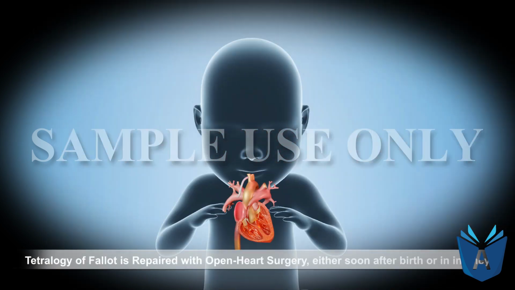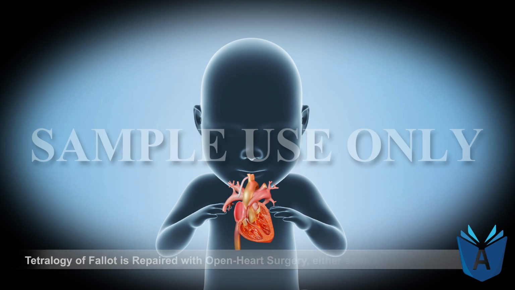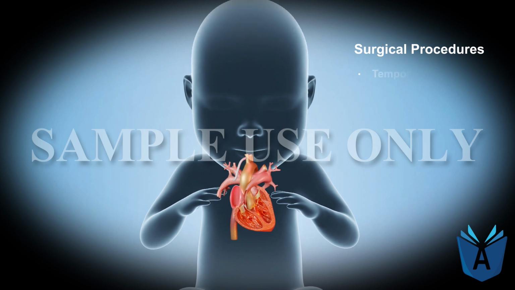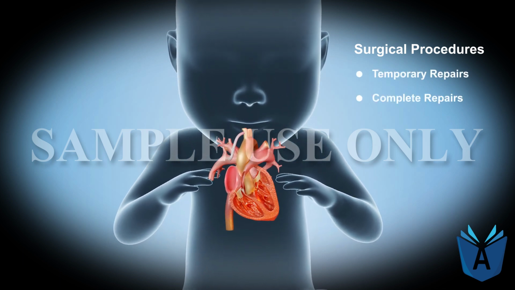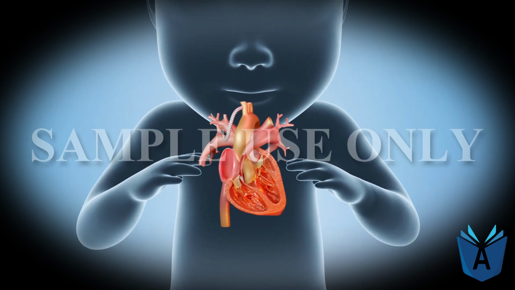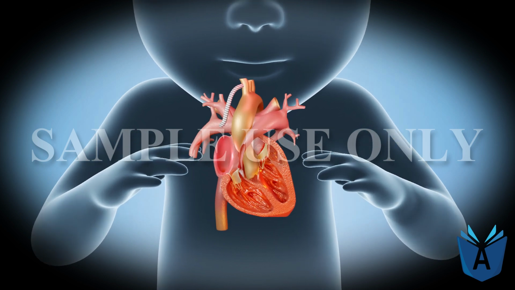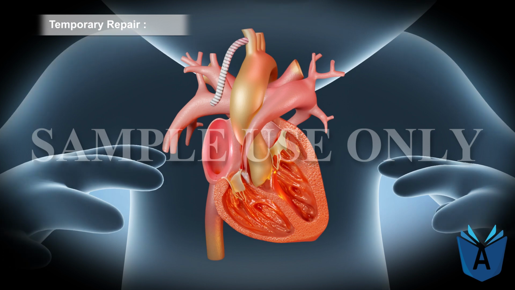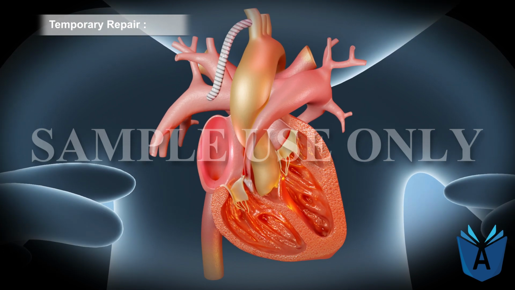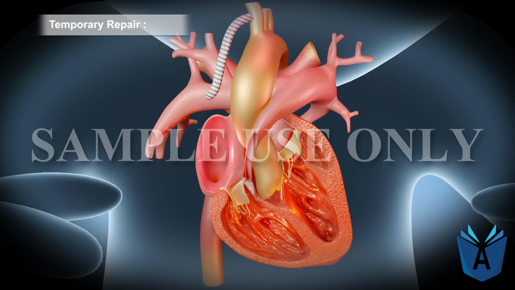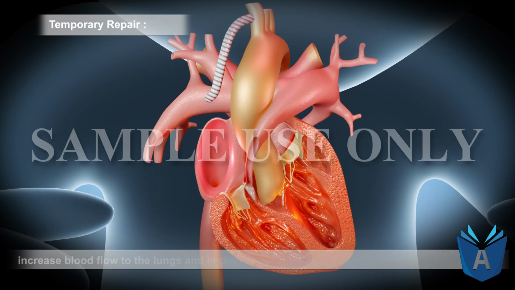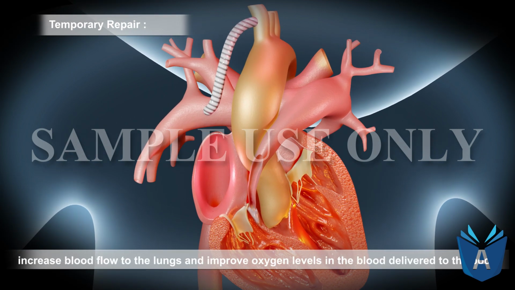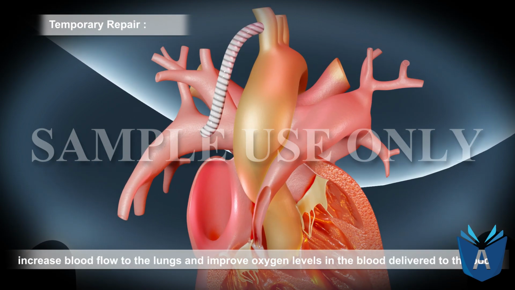Tetralogy of Fallot is repaired with open heart surgery, either soon after birth or in infancy. Surgical procedures may include temporary and complete repairs. Your child may not be ready for a complete repair right away. In this case, a temporary repair such as a shunt or a stent can be placed until a complete repair can be done. Both repairs increase blood flow to the lungs and improve oxygen levels in the blood delivered to the body.